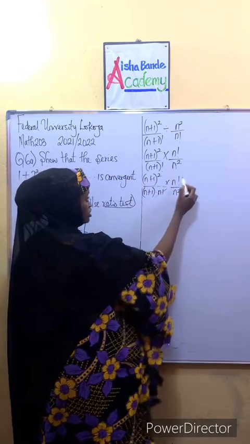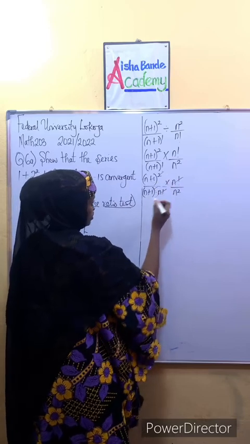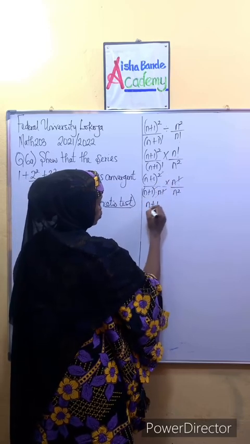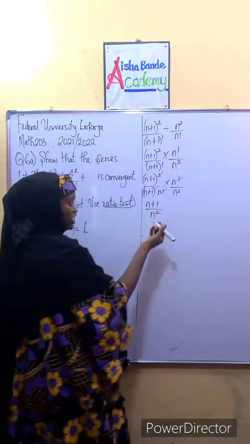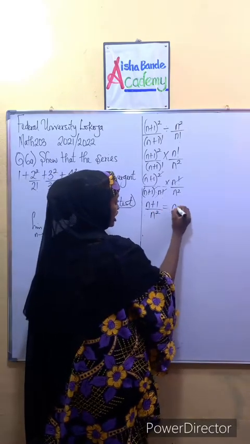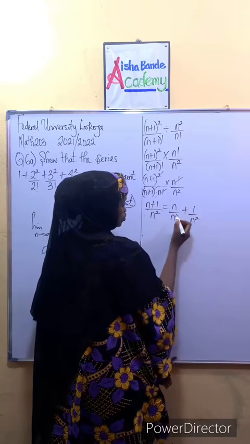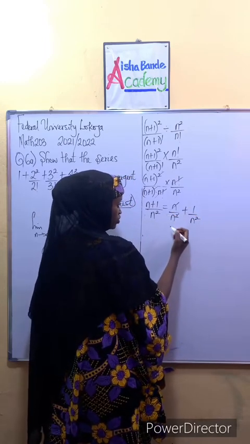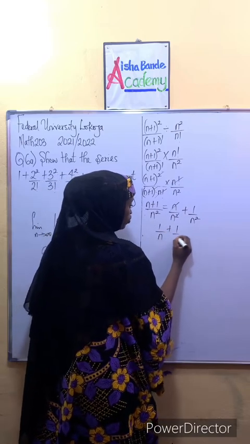N factorial cancels n factorial. We can see that one of the n plus 1 factors cancels one of them here. So we are left with n plus 1 over n squared. Simplifying this becomes n over n squared plus 1 over n squared. This n cancels one of the n's, leaving 1 over n plus 1 over n squared.